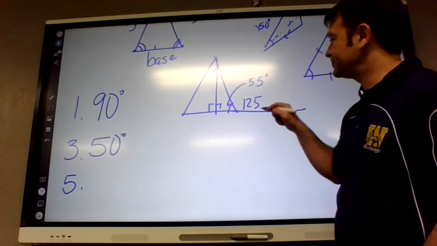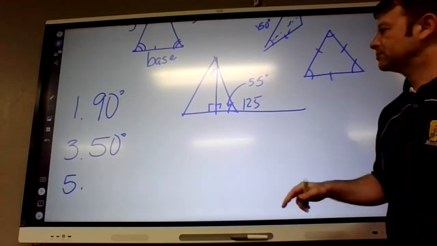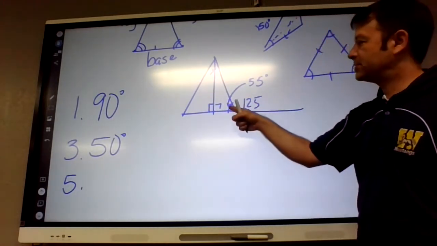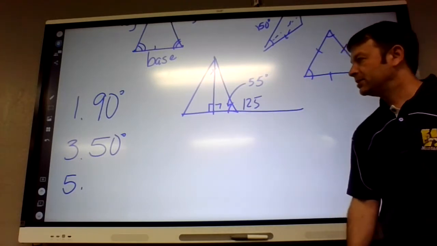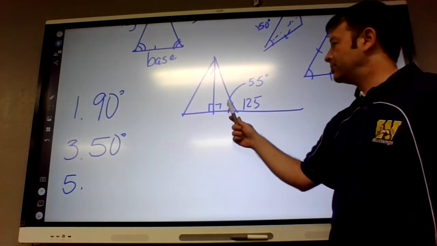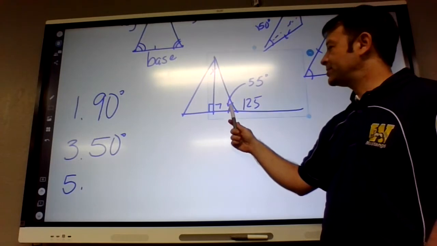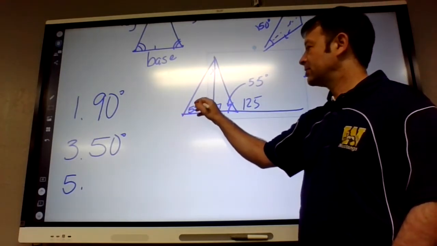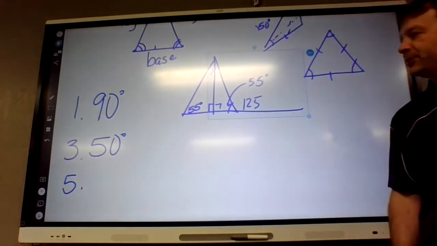You guys know why? Supplementary. Yeah, because it's a linear pair, they have to add up to 180. And I know that if this is 55, this is 55, right? Because it's an isosceles triangle, the big triangle's isosceles.